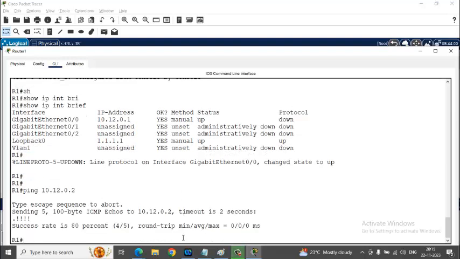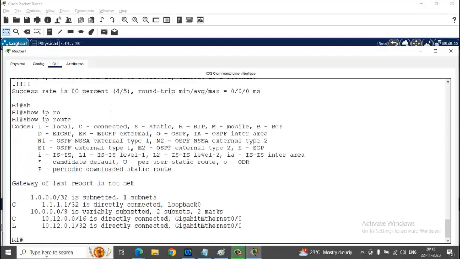Dynamic routing protocol. Router RIP, network. Even though I'm saying 10.12.0.0, because it is version 1, it will take it as 10.0.0.0 only. Even though I say 1.1.1.1, if you go and verify with show IP protocol, you can see it has taken 10.0.0.0. We are running version 1. Every 30 seconds it will send the update. 180 seconds is the possible downtime. 240 is the flush interval.